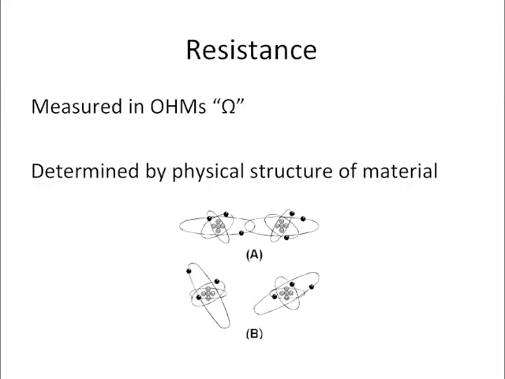The resistance of any material is determined by the physical structure of the material. If you look at this picture down here at the bottom, we have picture A and picture B. In picture A, the atoms are really close together, and you can see it's a really short trip for those electrons to jump from one atom to the next, and then on to the one after that if they're just as close. In picture B, it's a longer trip, and it's a little more difficult for the electrons to jump from one atom to the next.